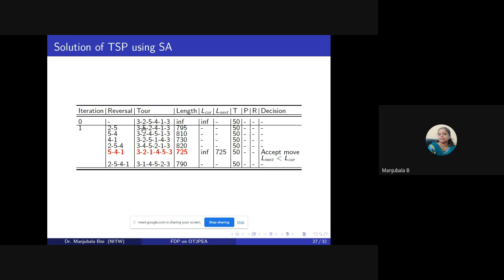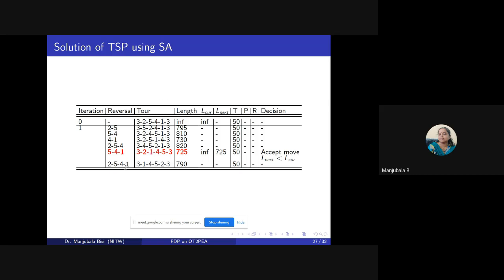In the neighboring set of this tour, the starting and the ending city must be the same, as there should be a round trip. So 3 is at both ends, and that's why you cannot consider 1. Similarly, you can do the reversal of three cities. 2, 5, 4 you can reverse, so you get 3, 4, 5, 2, 1, 3. Again 5, 4, 1 you reverse, you get 3, 2, 1, 4, 5, 3. Similarly, you cannot reverse 4, 1, 3, because that becomes an infeasible solution.